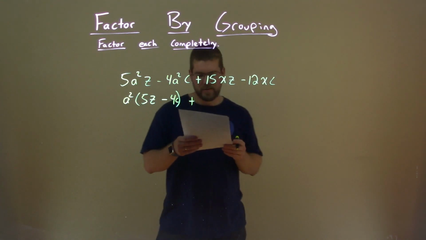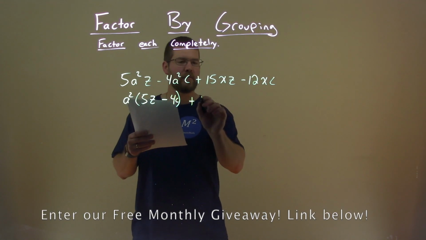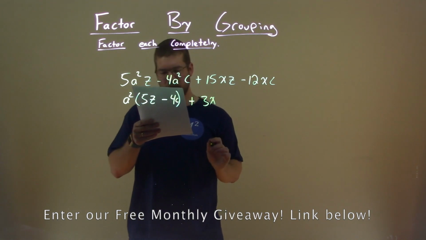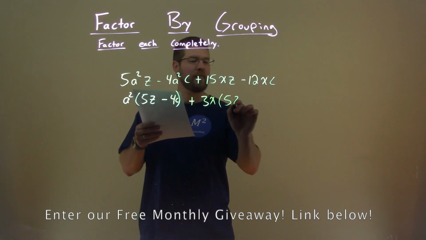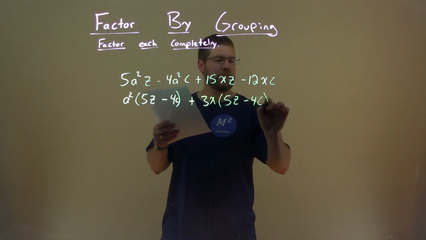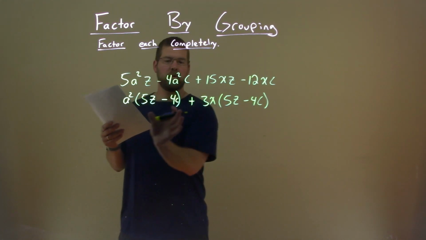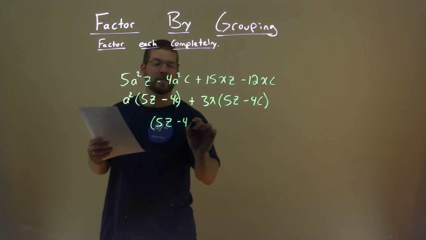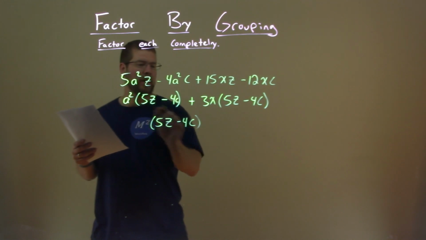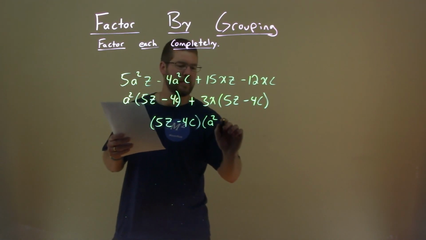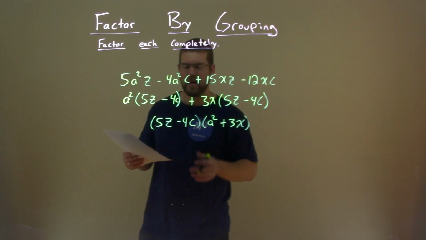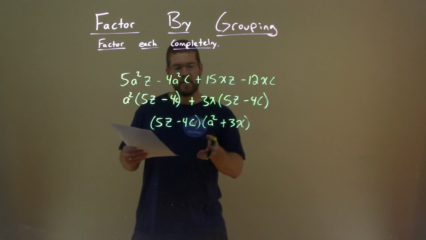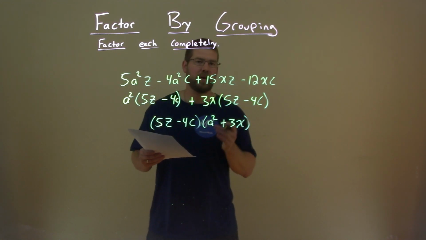Second half, we gotta see what's a common factor. 3 goes into 15 and 12. And there's an x here in the xz and the xc. So we can pull out a 3x. What are we left with? Well, that's again a 5z minus 4c. We see that's written twice here in both parts. So if we pull that out, a 5z minus 4c, don't forget that c, we're left with that a squared and then the 3x that comes down. And so we now actually have our final answer, 5z minus 4c times a squared plus 3x.